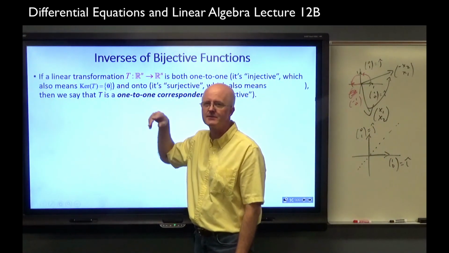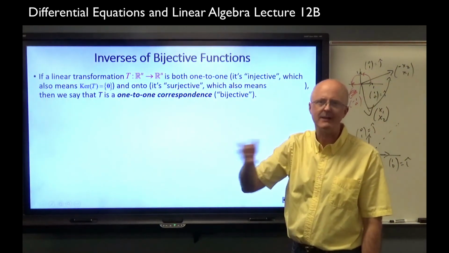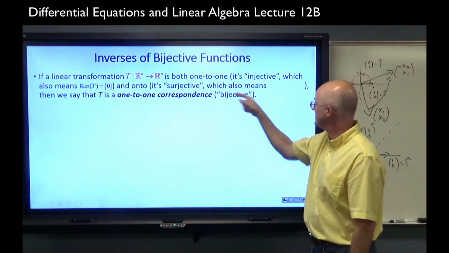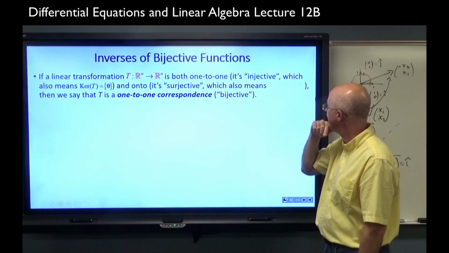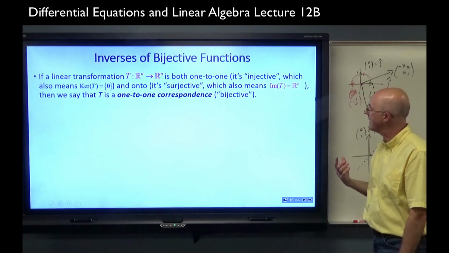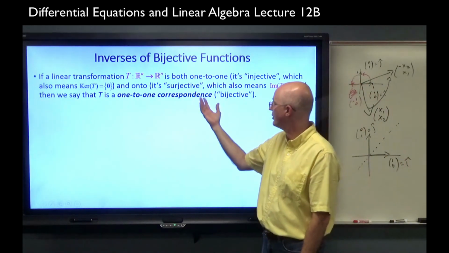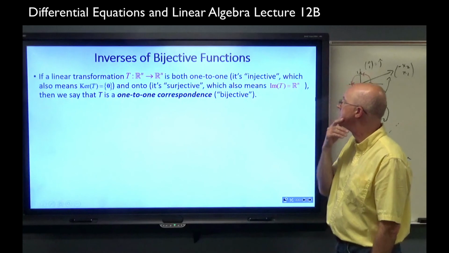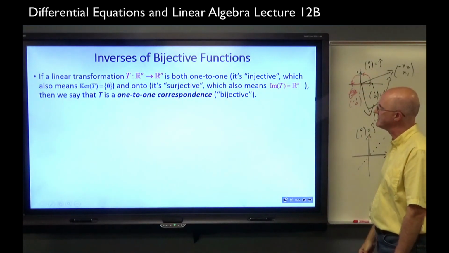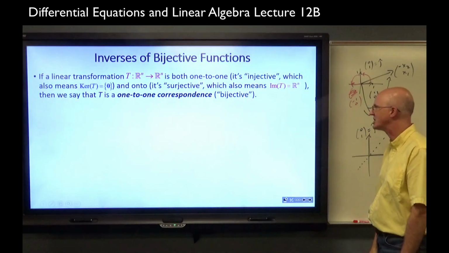If it were a nonlinear transformation, something that would get mapped to zero might not necessarily be the zero vector. And onto, which is called surjective, which also means the image is all of Rn. And as we've talked about, in order for such a linear transformation to be both one-to-one and onto, the domain and codomain would have to be the same dimension. Then we sometimes call T a one-to-one correspondence, but we also say it is bijective. T is bijective, or T is a bijection.